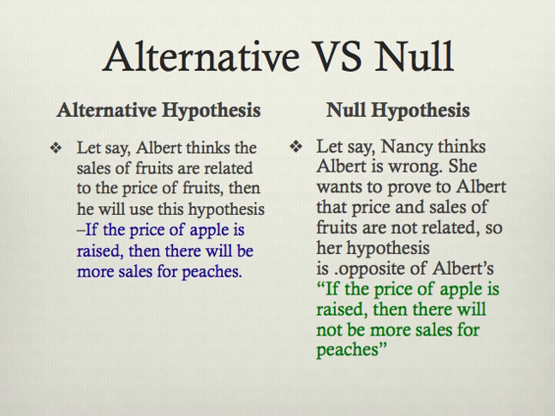But a null hypothesis is different. A null hypothesis is for disproving the relationship. So, for example, Nancy thinks Albert is wrong, so she wants to prove Albert wrong. Her hypothesis will be the opposite of Albert's, saying if the price of apples is raised, then there will not be more sales for peaches. Therefore, she's making the claim that the price of apples has nothing to do with the sales of peaches.